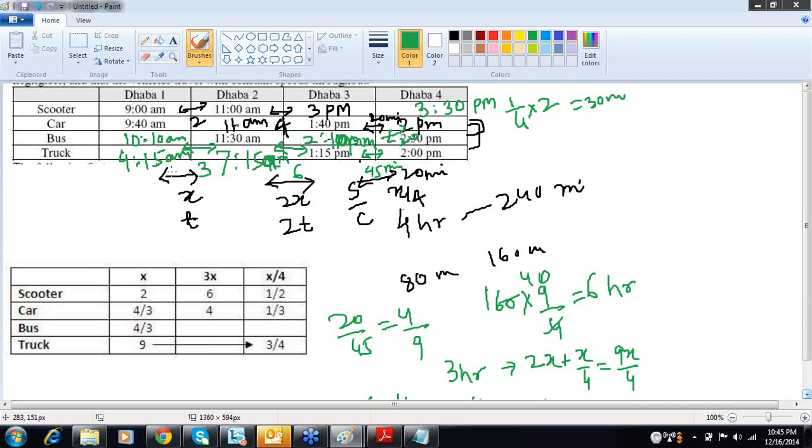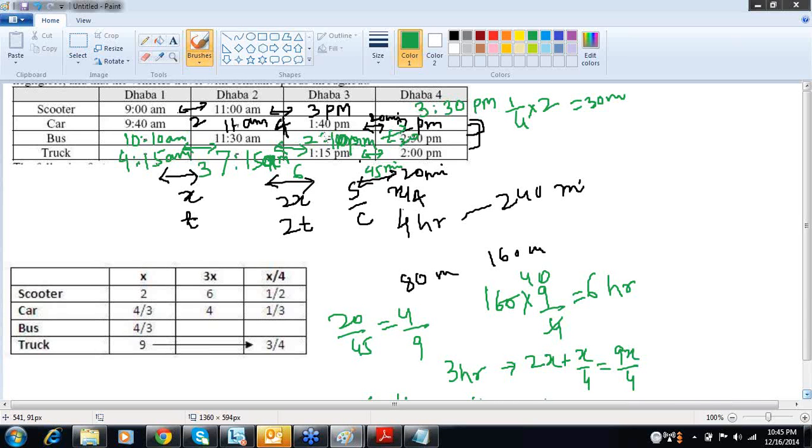Now dhaba 1 for the scooter is given as 9 a.m. Dhaba 2 is 11 a.m. So how much time did it take? 2 hours. Now it is saying the distance between Dhaba 1 and Dhaba 2 is half of the distance between Dhaba 2 and Dhaba 3. That means it will take double the time between Dhaba 2 and Dhaba 3. So Dhaba 1 to Dhaba 2 took 2 hours, so here it will take 4 hours. So it will reach Dhaba 3 at 3 p.m.